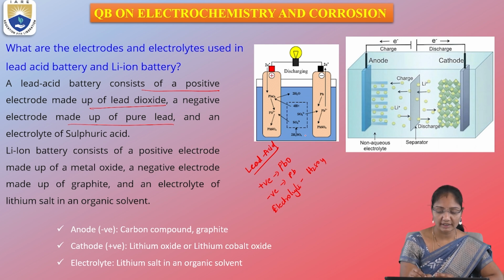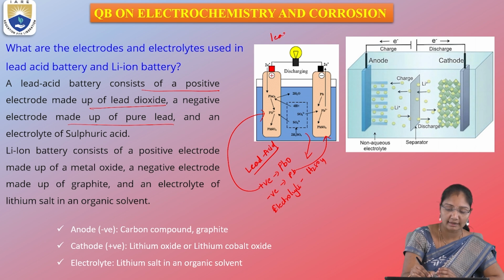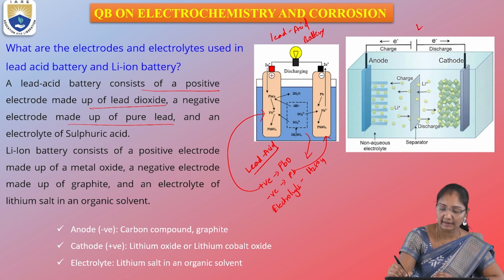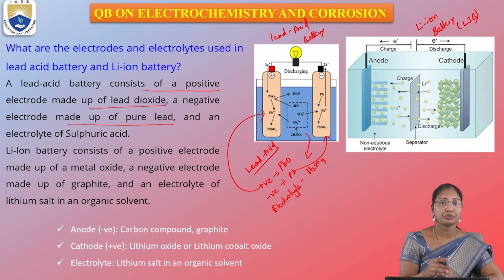Here we can see the electrolyte and lead, with the positive here and the negative here. This is the construction of a lead acid battery. The positive terminal is the cathode and the negative is the anode, and the electrolyte solution is sulfuric acid in the lead acid battery.